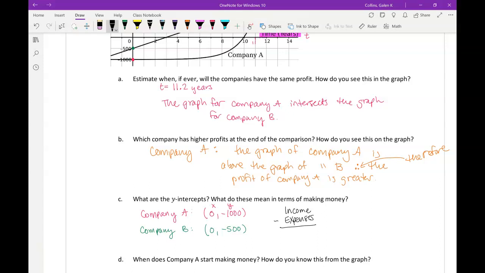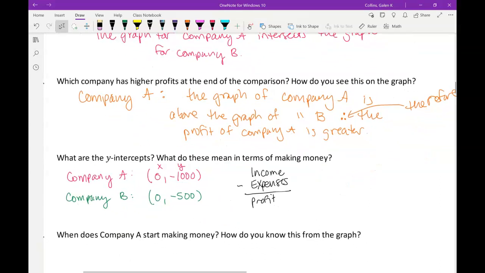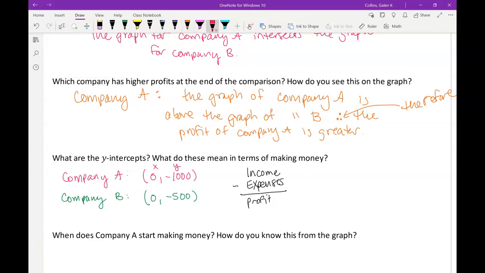So when you subtract the expenses from the revenue or the income that the company makes, what you are left with is profit. So generally, when profit is negative, that doesn't mean the company is not making any money. It just means that the expenses are greater than the amount of money coming in. So for company A, for example, we could say the profit is negative $1,000 at time t equals 0 years. And this really just tells us that they have $1,000 more in expenses than money they're making.